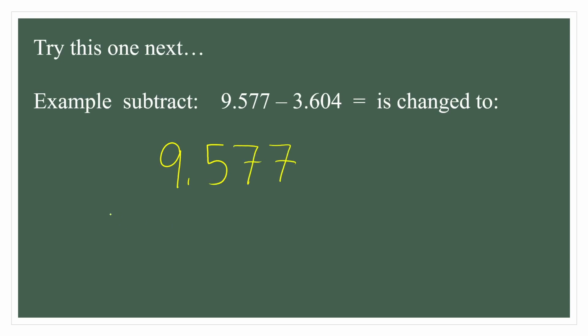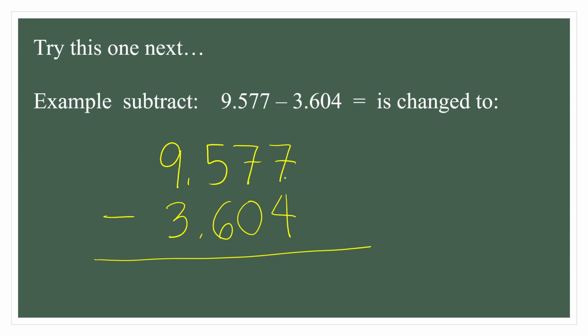9.577 minus 3.604. Gitunong ang decimal points. Let's do subtraction. 7 and 4. 3. 7 and 0. 7. Can I subtract 5 and 6? Dili. So what do I do? Okay. So ka sa 9, mahimo ning 8. Ang 5 mahimong 15. Okay, 15 minus 6, 9. Then bring down the decimal point. 8 minus 3 is 5. Mao na ni answer nato.